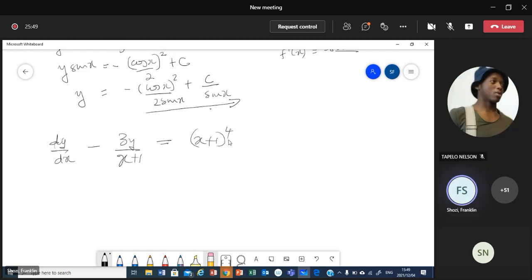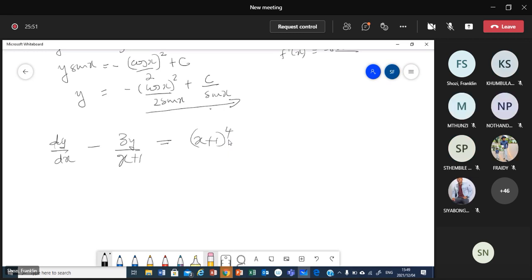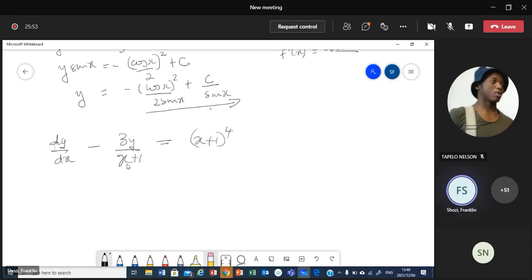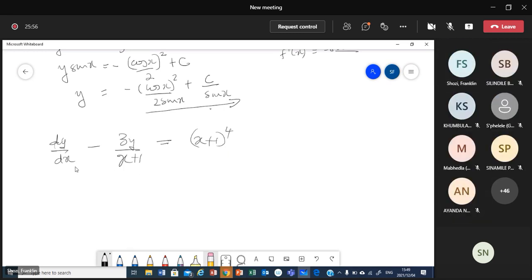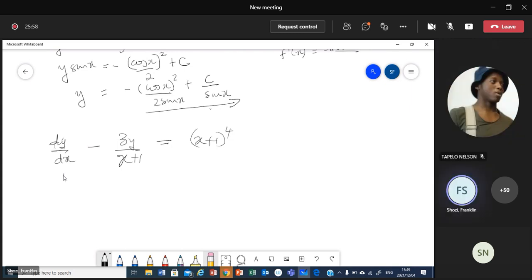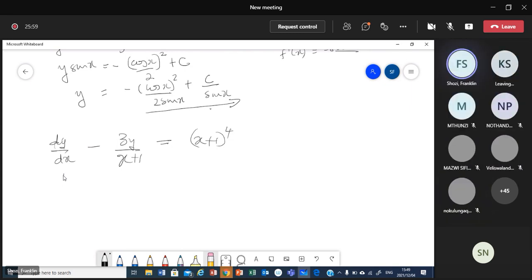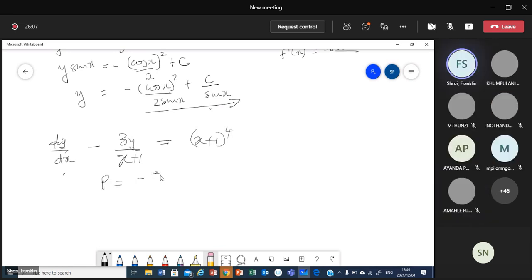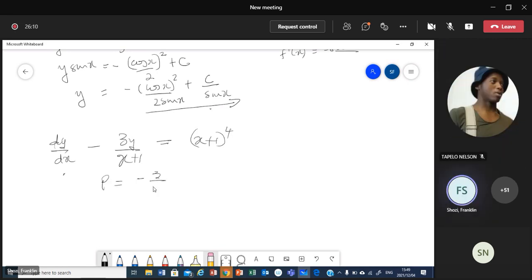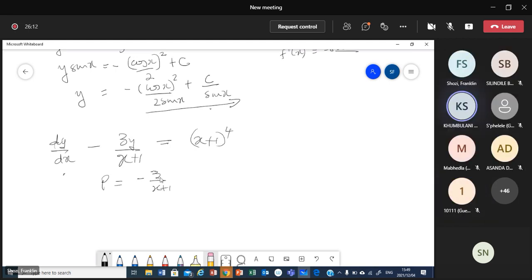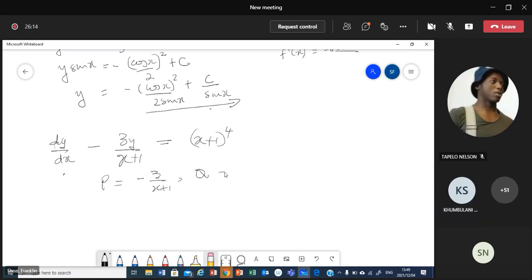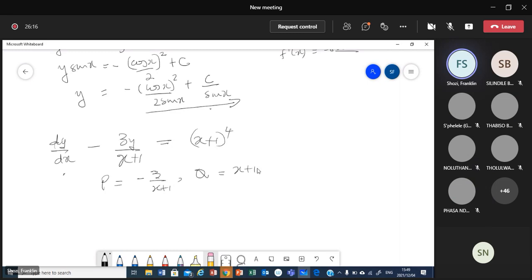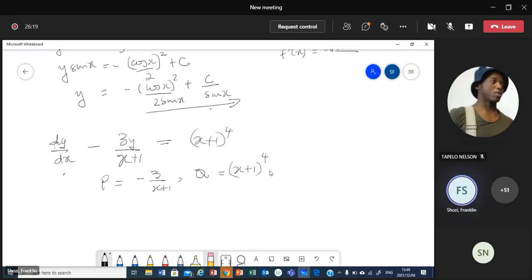Right. So let's try that one. If you look at this one, is it a linear differential? Yes, it should be linear. There is your dy over dx. There is your y with a coefficient there. And there is your Q. So your P here, be careful, there's a minus here. So your P is minus 3 over x plus 1, and your Q is x plus 1 to the power 4.